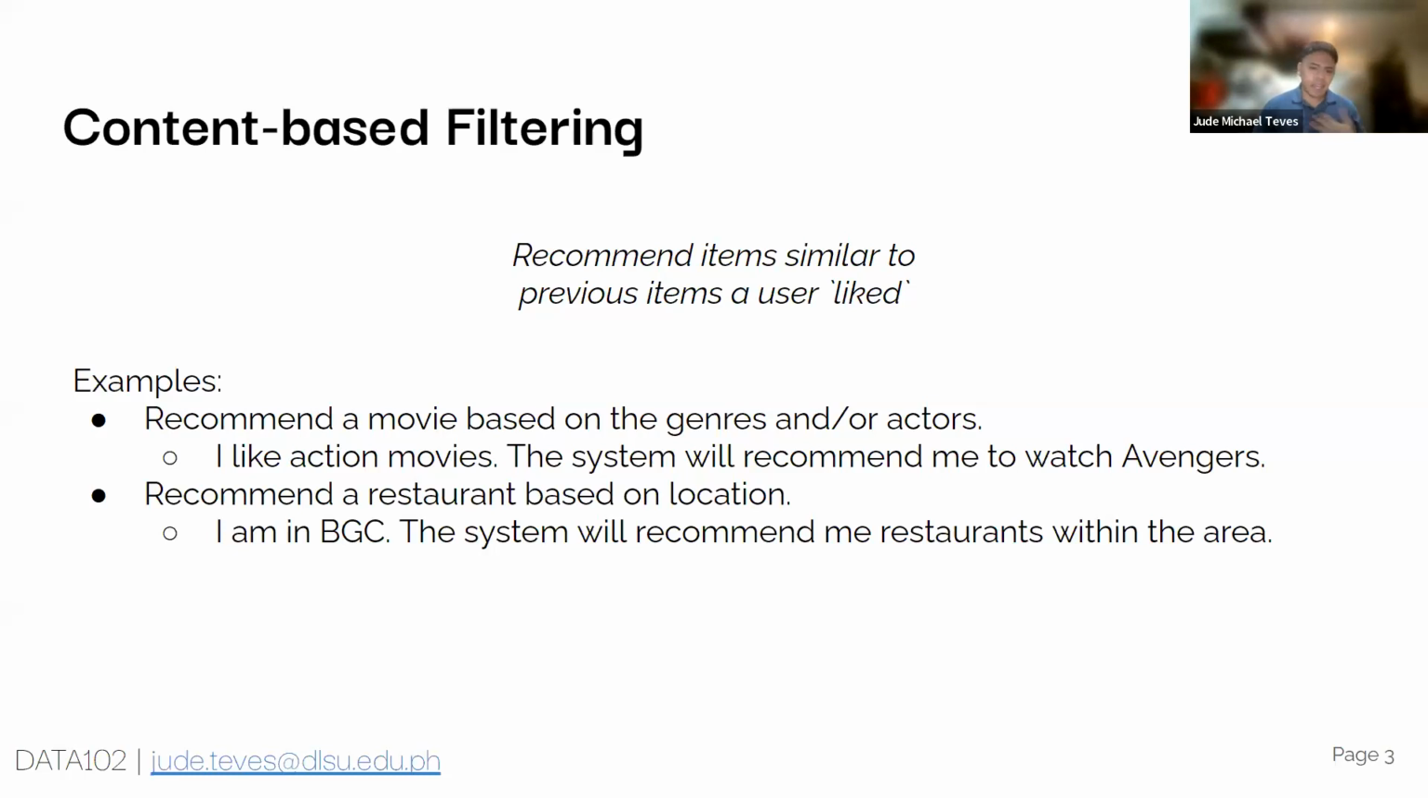For example, I like action movies. The system will recommend me to watch Avengers because it's an action movie. What else? We can recommend a restaurant based on location. I am in BGC, and the system will recommend me restaurants within the area. Those are content-based filtering examples.